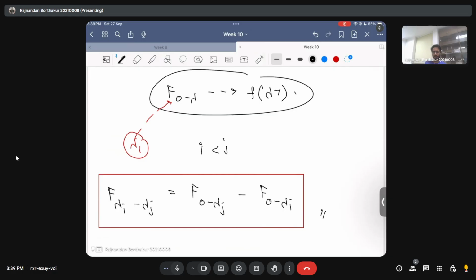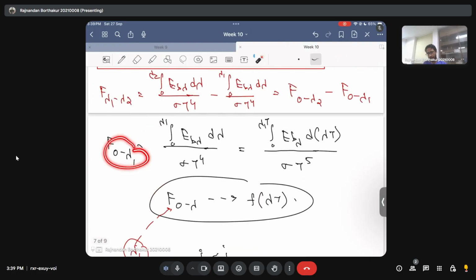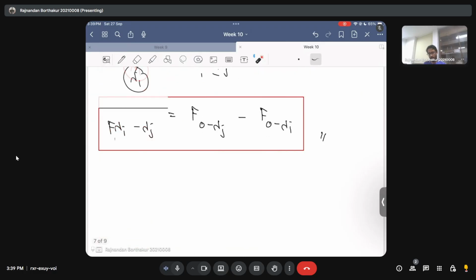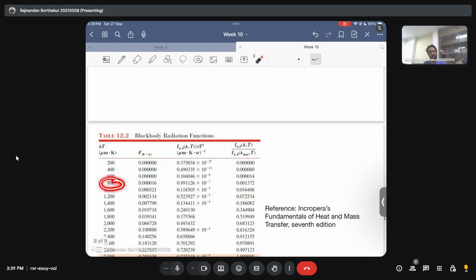Again, the reason why we define this from 0 to lambda i is that you can establish that F 0 to lambda is essentially a function of lambda times T. So if you know the wavelength and the temperature, you can calculate F 0 to lambda. You cannot actually derive the analytical relation, but empirically this is known, and this is what it turns out to be.